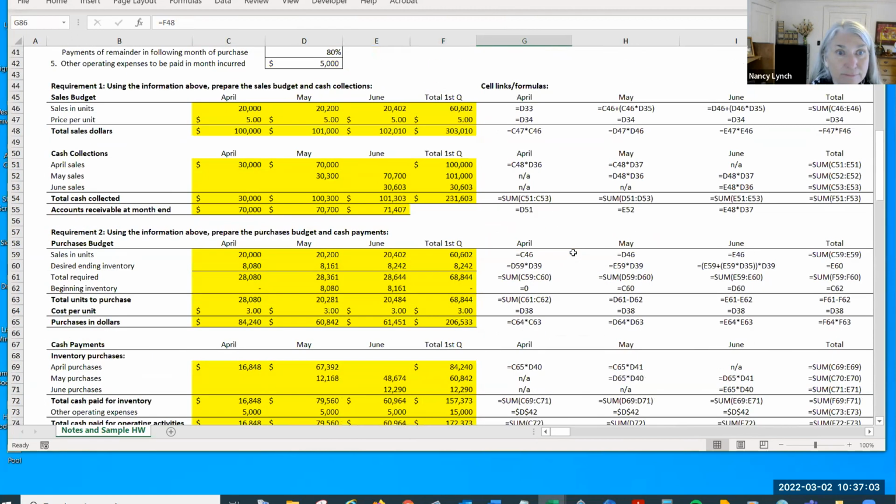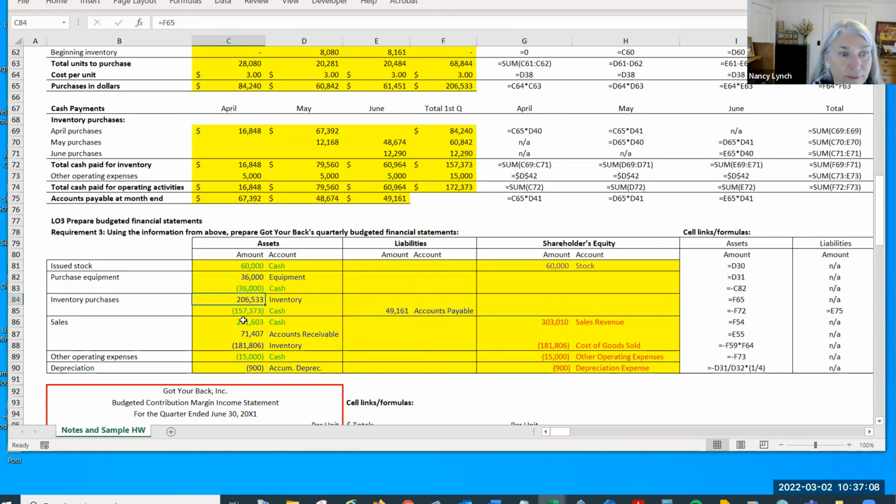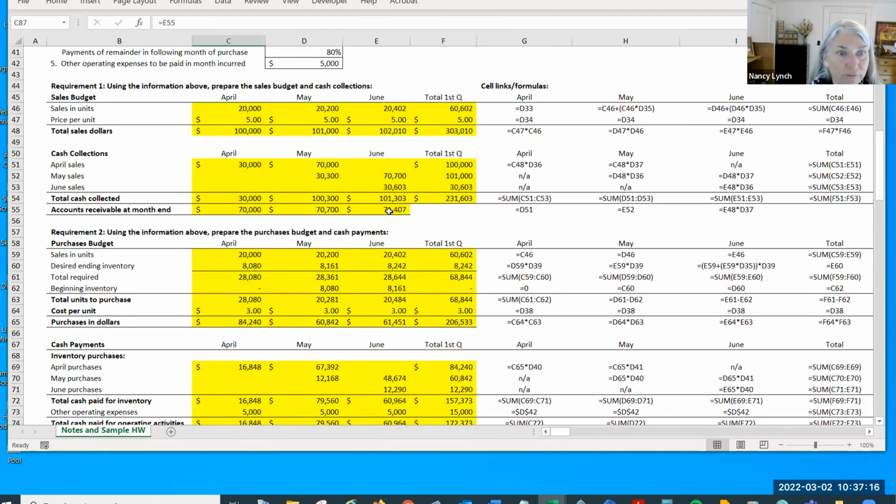And that's what my entry is. Sales, cash collected. Sorry, wrong one. Cash collected, and what I haven't yet collected.